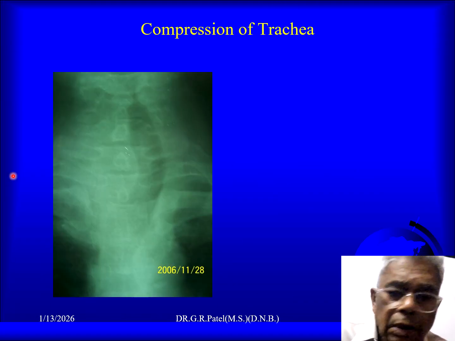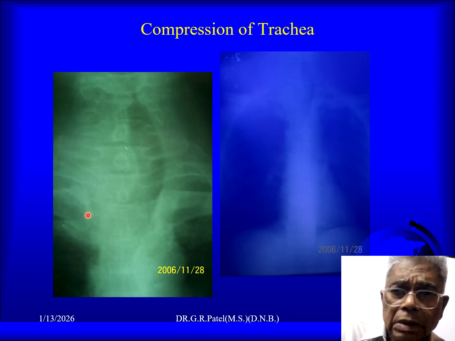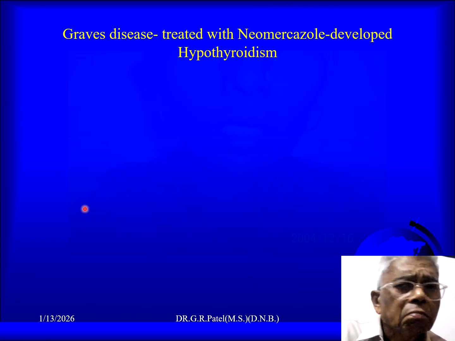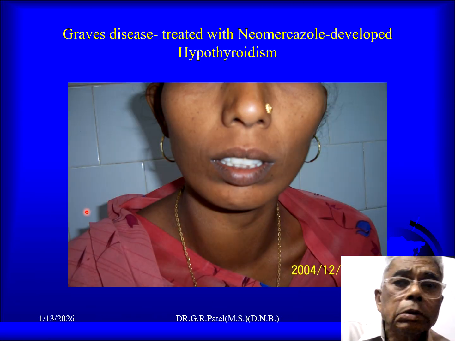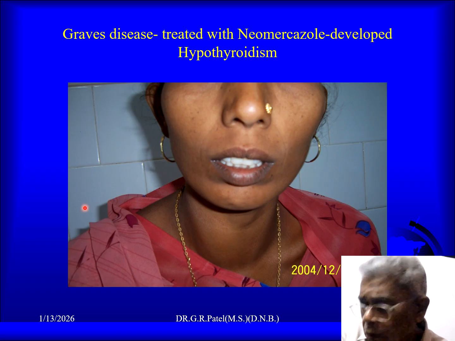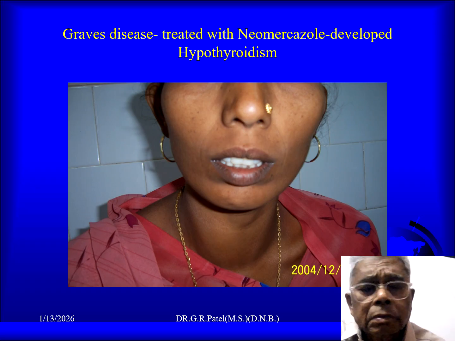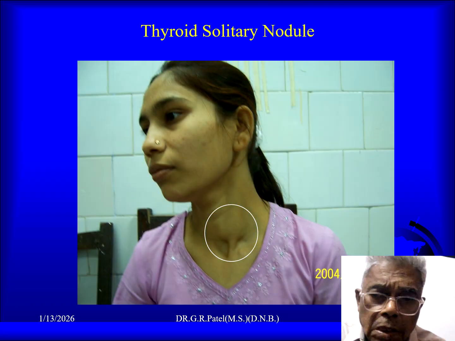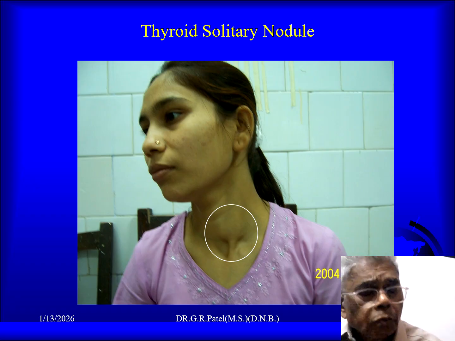Compression of the trachea in a thyrotoxic patient. This is called saber-sheath trachea. Graves disease treated with neomercazole. Patient did not turn up for follow-up and developed hypothyroidism. Thyroid solitary nodule in a young girl, which was removed by endoscopic instrument.